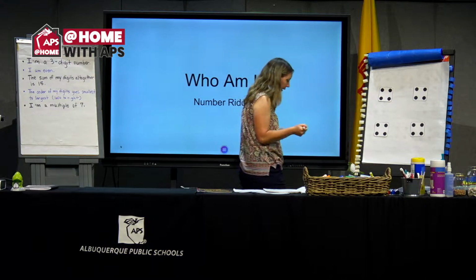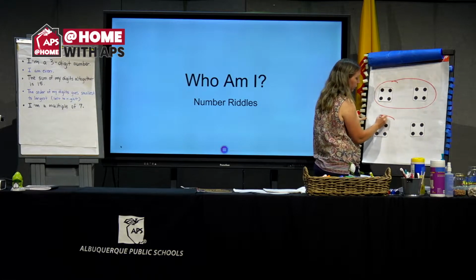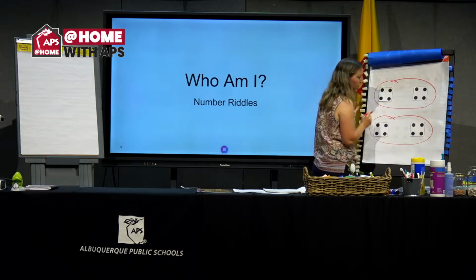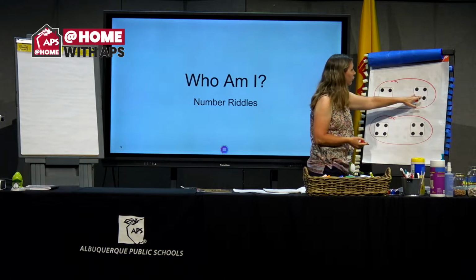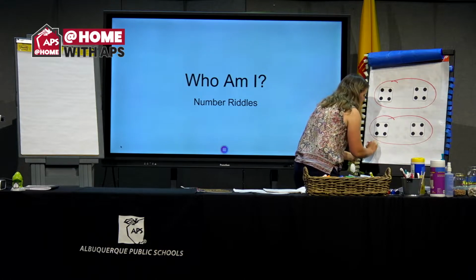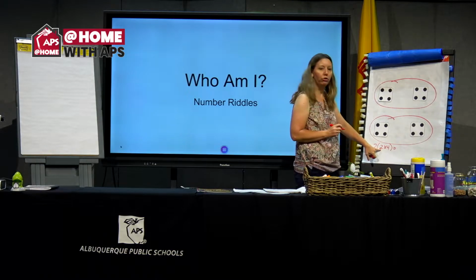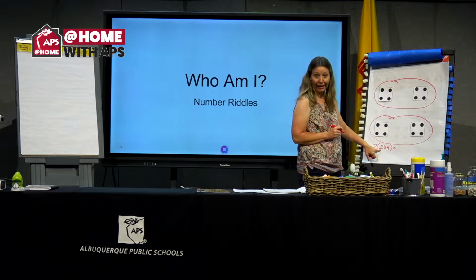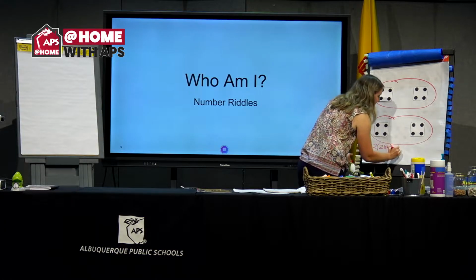I know what I did. I can see right away I have two groups of 4, right? I know there's 1, 2 in each group. So I had 2 groups of 2 times 4. So what is 2 times 4? 8. 8 times 2? 16.